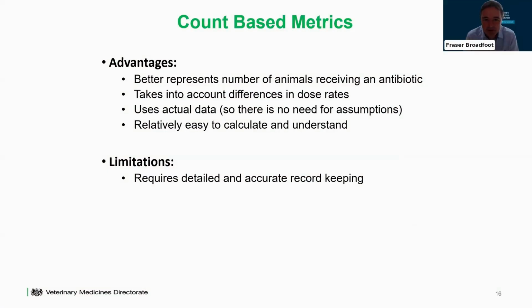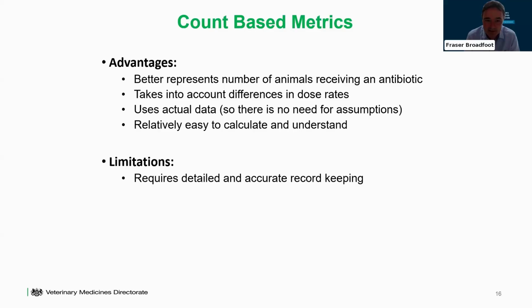So the advantage is that they do represent the number of animals receiving an antibiotic better than weight-based metrics. So chicks are treated the same as adult poultry, for example, if you're just looking at number of animals, which I think is a good thing. It does take into account dose rate differences because you're looking at number of animals treated, number of days treated. The dose rate doesn't matter. So every antibiotic will be treated the same. It will use actual data, so you're not relying on assumptions on weight or assumptions on dose.